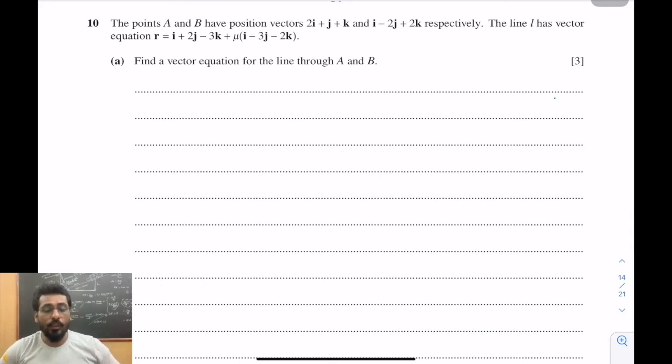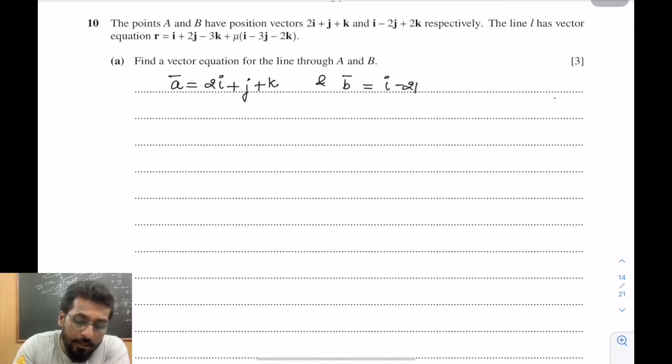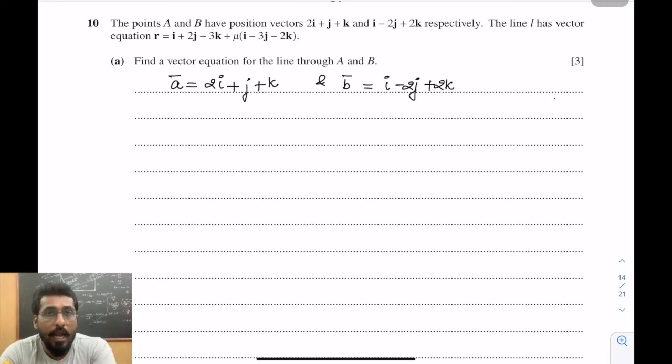Now the 10th question is from vectors, so of course we need the concept of vectors very thoroughly over here. The question starts like this: the points A and B have position vectors 2i plus j plus k and i minus 2j plus 2k. So A and B have position vectors, that's A bar and B bar, right? A bar is given to us as 2i plus j plus k, and B bar is given to us as i minus 2j plus 2k.